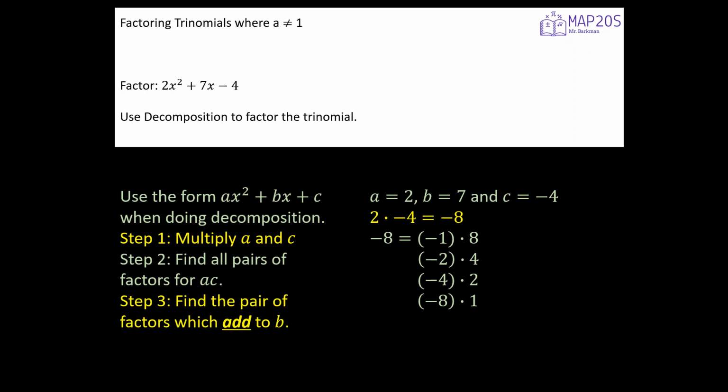Step 3, find the pair of factors which add to b. Well, let's go back and look at our b value. Our b value is 7. Which of these pairs of factors adds to 7? It's the top one. Look at that. Negative 1 and positive 8 add to 7, just like this here.